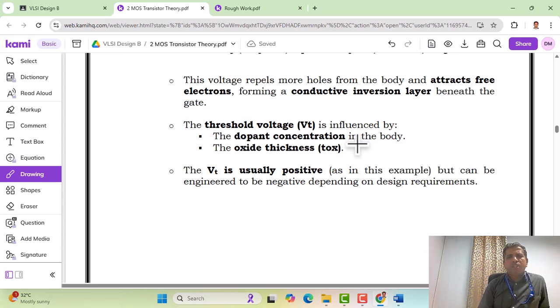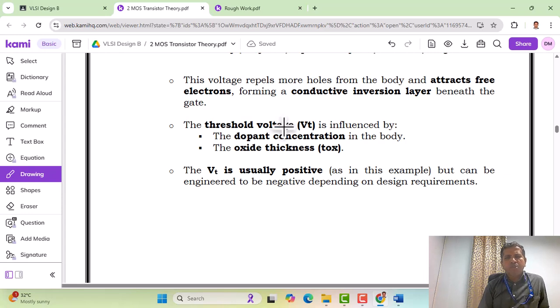So these are the three modes of operation. It is important to understand the MOSFET phenomenon: the voltage that repels holes from the body and attracts free electrons, forming a conduction layer, which we have already seen, is called a channel. The threshold voltage is an important factor to be understood. We'll deal with that with the mathematical equation in the upcoming classes.